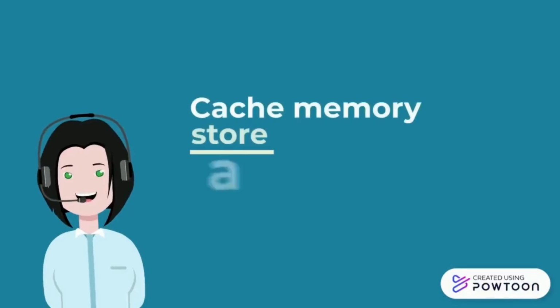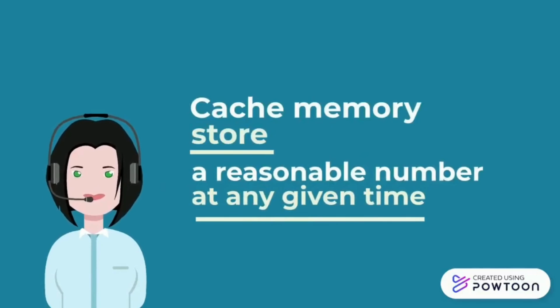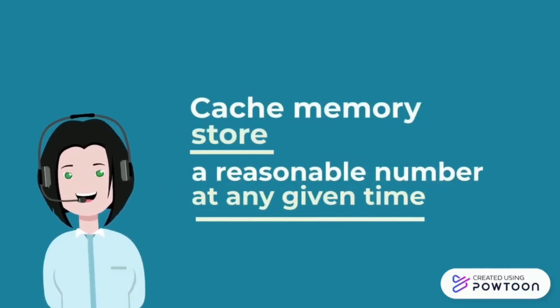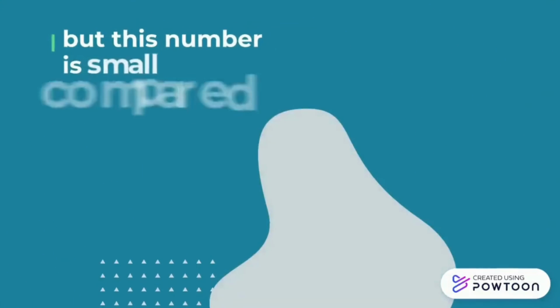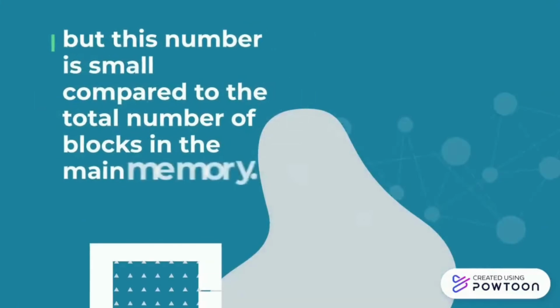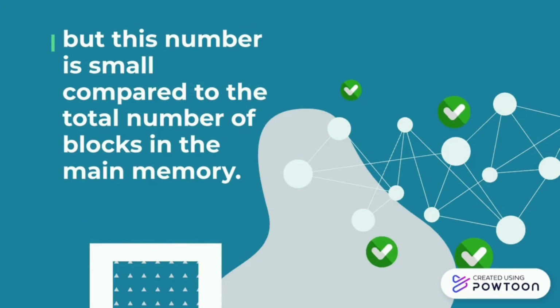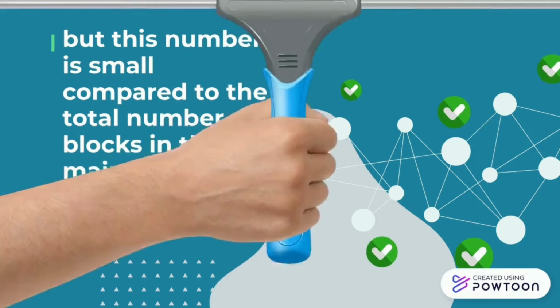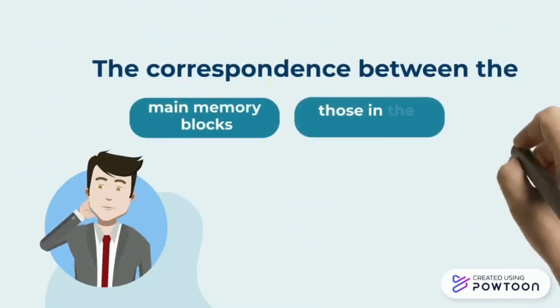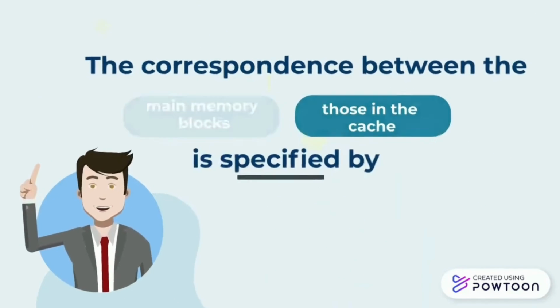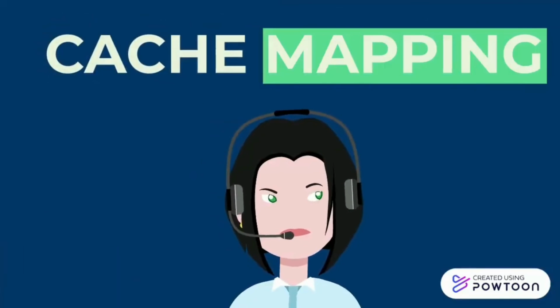Application of cache mapping. Usually, the cache memory can store a reasonable number of blocks at any given time, but this number is small compared to the total number of blocks in the main memory. The correspondence between the main memory blocks and those in the cache is specified by a mapping function.